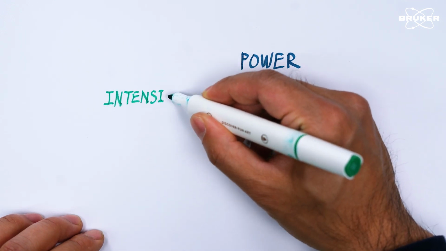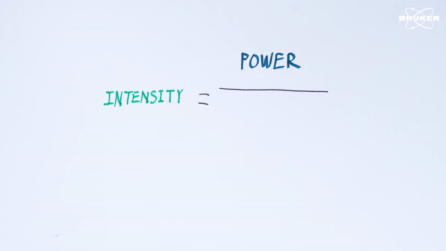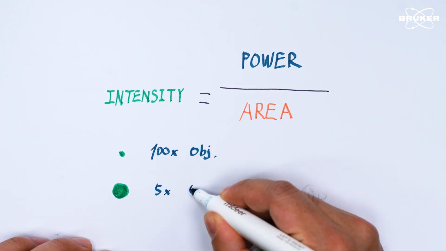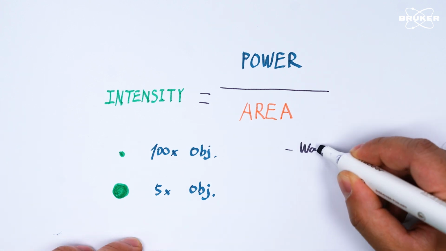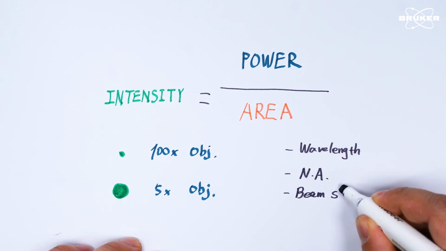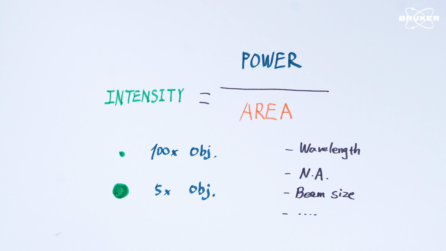But laser power is only part of the story. We also need to think about the laser intensity. That's the laser power divided by the area of the laser's focus. The same power, focused tightly or spread out, can have very different effects on your sample. Things like objective length, laser's wavelength, and beam size all affect the size of that focus spot.